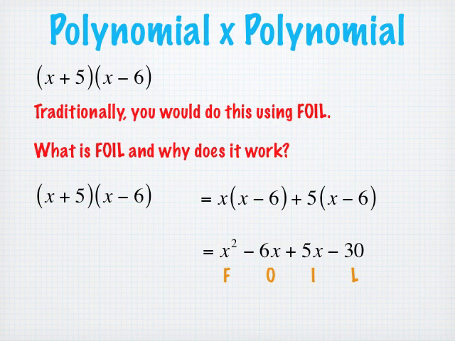The O stands for outside. So if I look at the outside terms, x from the first set, negative 6 from the second set, I'll get negative 6x when I multiply those. I stands for inside. So if I look at the inside terms, the 5 from the first set and the x from the second set, 5 times x, and I'll get 5x. L stands for last. 5 times negative 6. The last term in each set of parentheses multiplied together will give me negative 30. So that is FOIL, and that's why it works. You don't need to do the intermediate step. You can just go directly to FOIL.